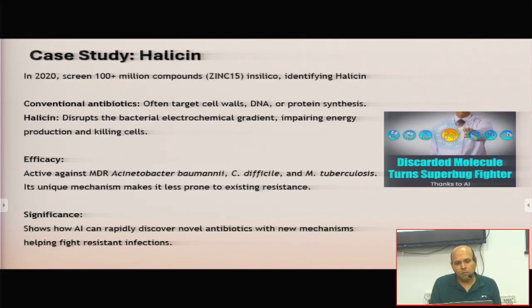Conventional antibiotics often target cell wall, DNA or protein synthesis. That is what they do. Halicin disrupts the bacterial electrochemical gradient. So you can see a novel mechanism emerging over here, impairing energy production and killing cells. It is active against multidrug resistant A. baumannii, Clostridioides difficile, and MTB. Its unique mechanism makes it less prone to existing resistance, which is good for now.